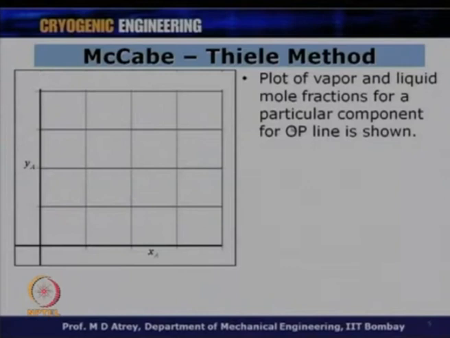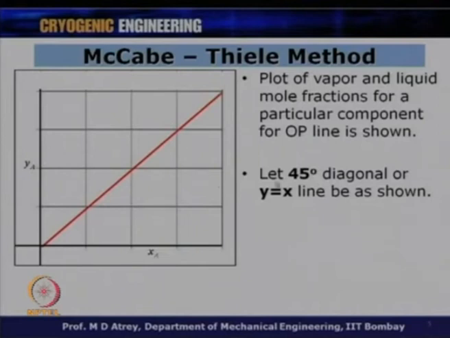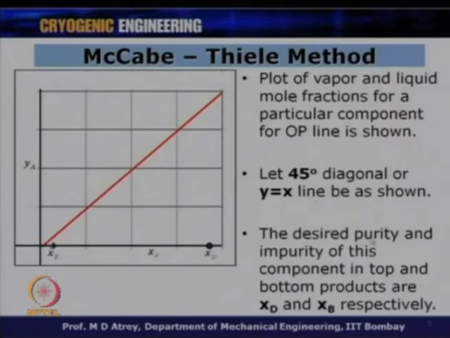So, if we plot the vapor and liquid mole fractions for a particular component, the operating line is shown over here. The 45-degree diagonal line represents the y equals x line, which is known to us. The desired purity and impurity of this component in the top and bottom products are xD and xB respectively. We have talked about this. xD denotes the purity requirement of a component in the condensate or D that is obtained from the top of the column, while xB shows the amount of that component in the product which is taken out from the boiler side. That means, basically, this length becomes the impurity.